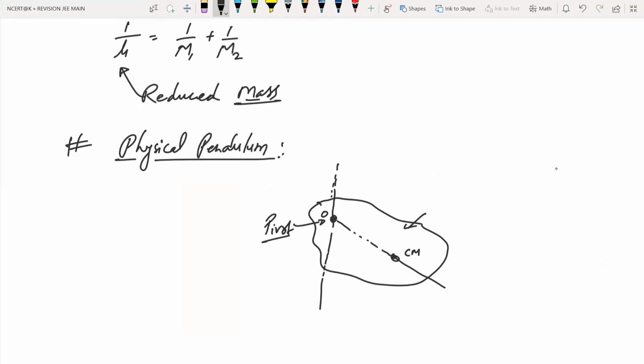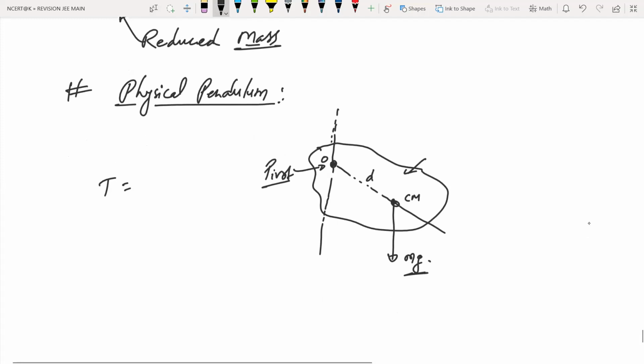So there is a distance between pivot and the center of mass, d, here I'm considering, and at the center of mass position the force of gravity will be there. This is applied by the earth. So what is the time period of oscillation for this one? I'm not going for the derivation, I'm just writing the formula. It is 2 pi root under moment of inertia I divided by mgd.